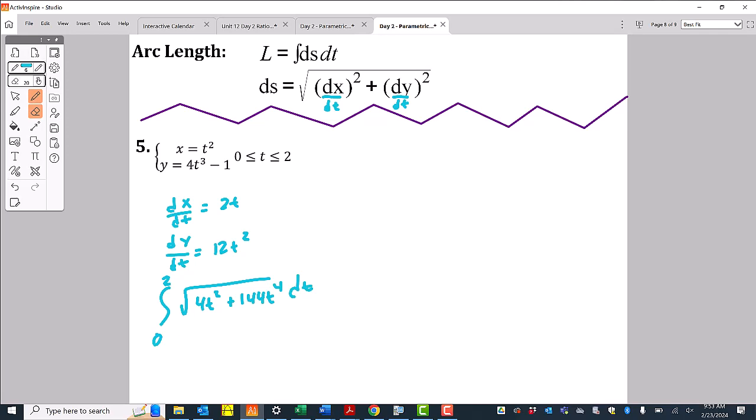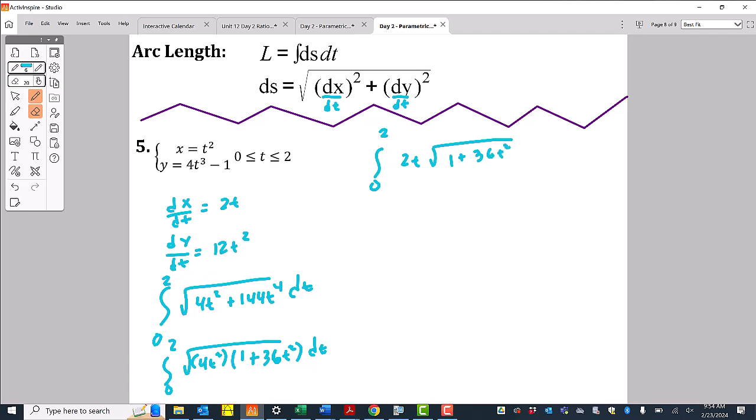Now sometimes these are calculator questions, sometimes there's no calculator. In this case, it is going to be a no calculator question, sorry. So we'll try and simplify this. I'll pull out a common factor of 4t squared. Say this is the integral from 0 to 2 of the square root of 4t squared times 1 plus 36t squared. And that 4t squared can simplify, integral from 0 to 2 of 2t square root 1 plus 36t squared dt.